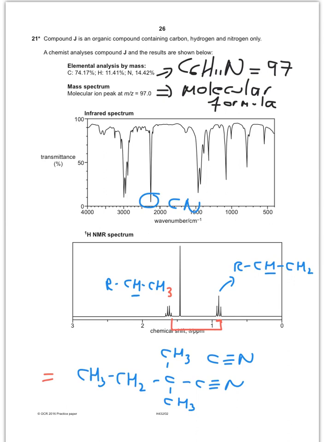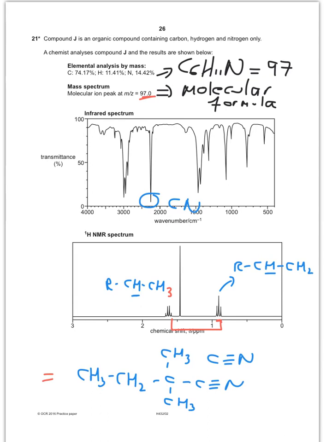Okay, so final question. Compound J. I have got a compound containing carbon, nitrogen and hydrogen. So first of all, we can do our elemental analysis, and if you do that, you will get C6H11N, which comes to, if you add all those atoms up, give the molar mass, you get 97. And if you have a look, the molecular ion is 97, so that is a molecular formula.